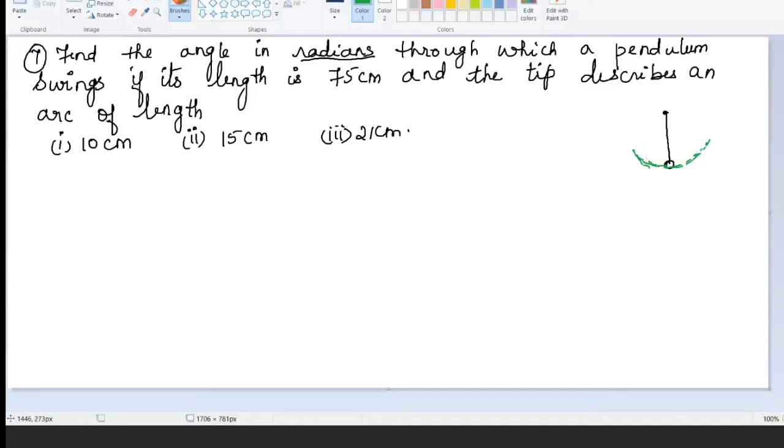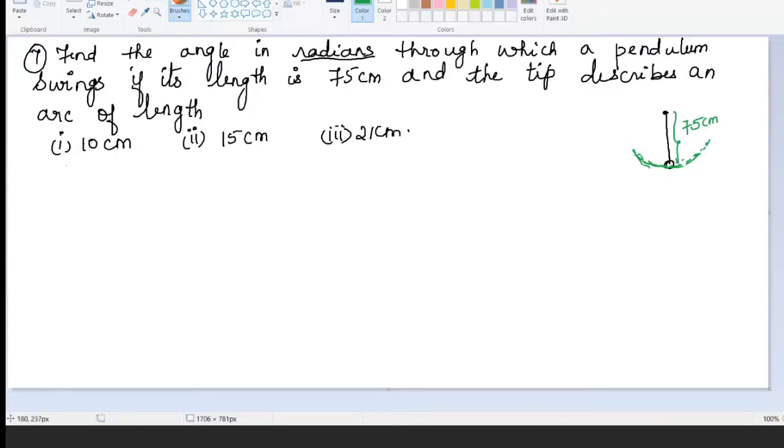Now what is given? The length of the pendulum is given to us as 75. So please draw the figure. Whenever a question is given, you should be able to picturize it, and then it will be more clear. So this is a pendulum hanging from that point, and that length is given as 75. The green color which I have drawn is the motion of the pendulum, to and fro. So the tip describes the arc of length.